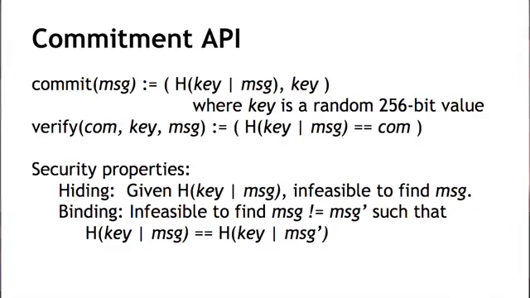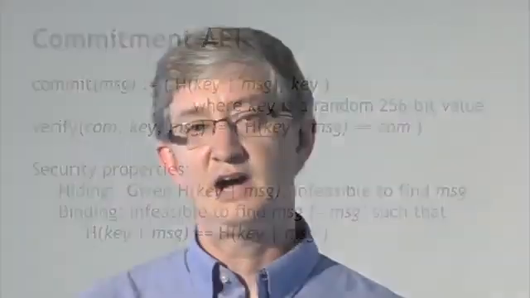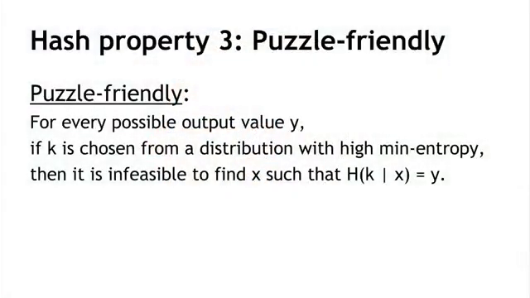Okay, so that's the second security property of hashes, that they're hiding, and the application of that is commitments. The third security property we're going to need is that they're puzzle-friendly. And this is, again, a little bit more complicated, but let me just go through it a bit by bit. For any possible output value y that you might want from the hash function, we're going to use y as an output value of the hash later. If k is chosen from a distribution that has high min-entropy, that is, k is chosen randomly from some set that's super spread out, then there's no way to find an x such that the hash of k and x is equal to y.